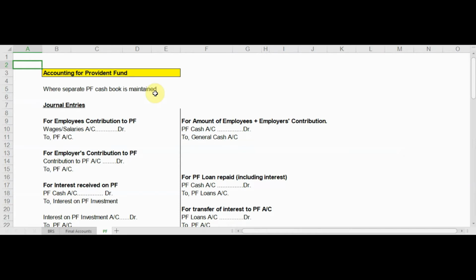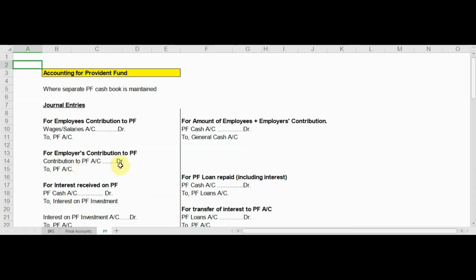What are the journal entries? Number 1, for employees contribution to PF, the journal entry is wages or salaries account debit to PF account. Next, for employers contribution to PF, contribution to PF account debit to PF account.